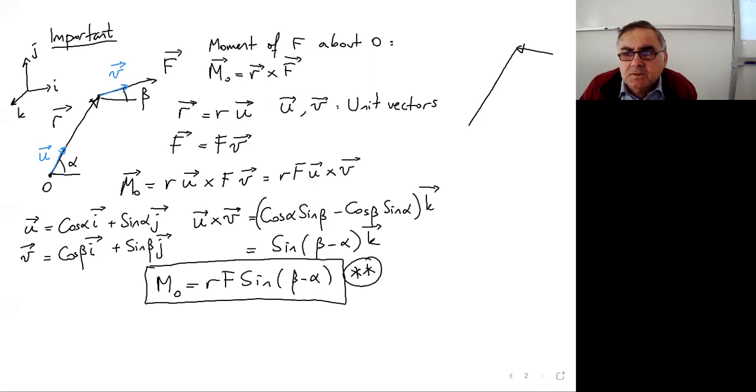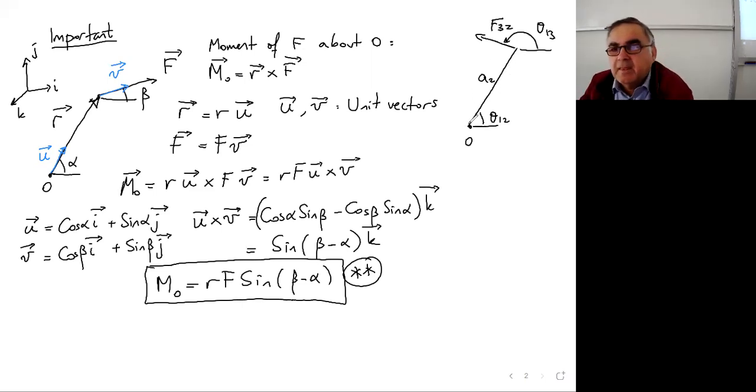Or maybe I should draw it like this. F32, and the angle it makes with the horizontal is theta 1,3, as you know. And this is point O. This angle is theta 1,2. And this is exactly what we have. This is A2. We want to find the moment arm of this force about point O. Okay, moment of this force about this point.